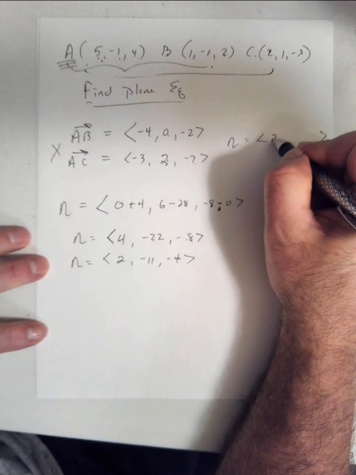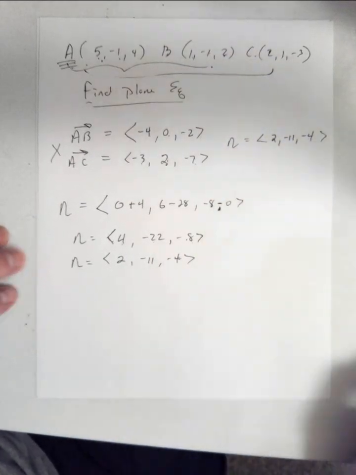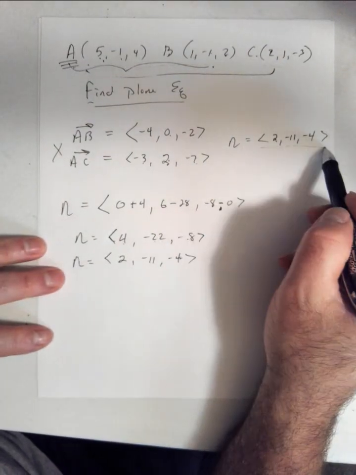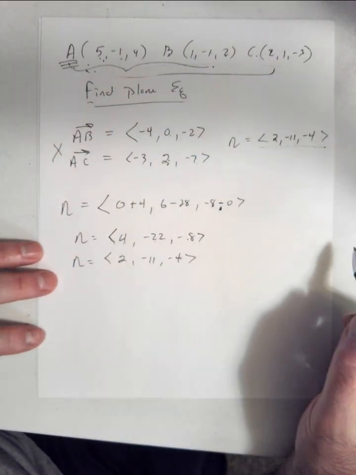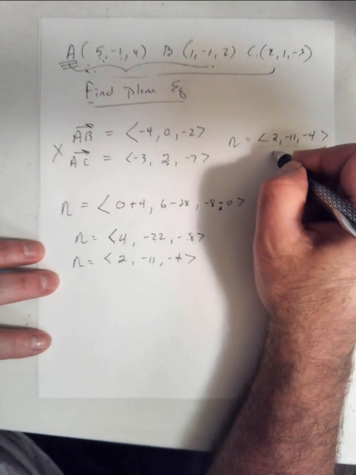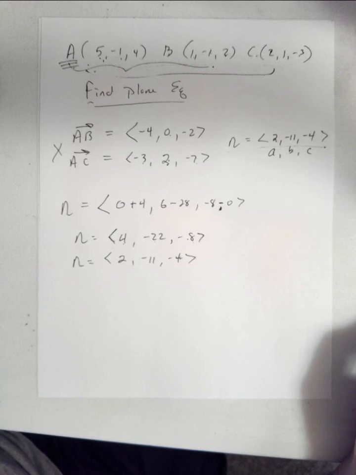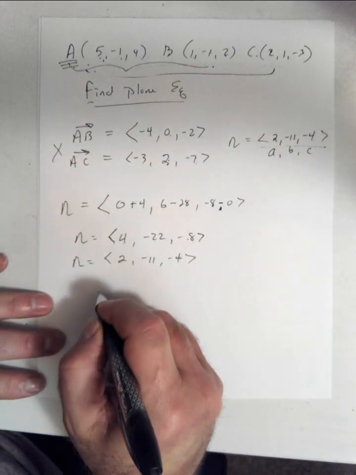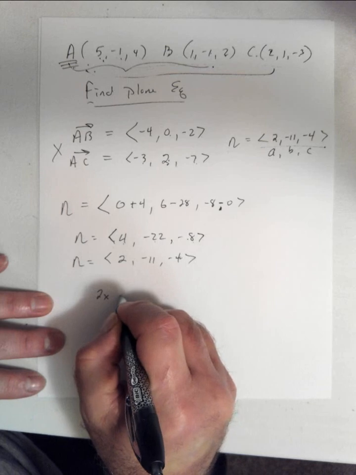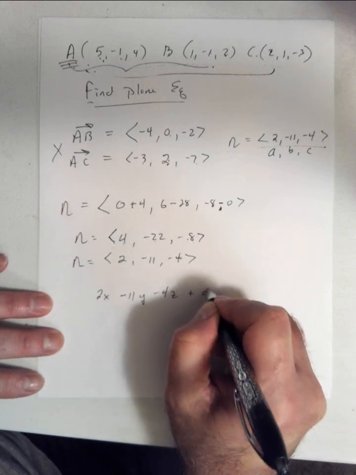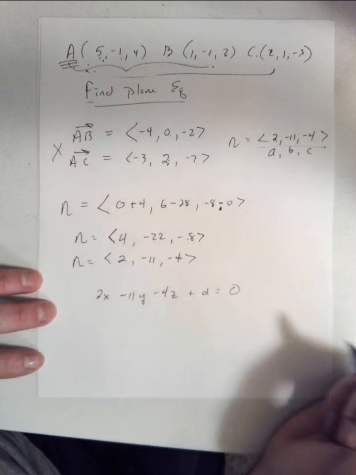Okay, so my normal vector, and I've got 3 points. Remember how we just did this, right? We had the normal vector and the 3 points. We can go right to our form of our plane equation. Remember, because this is A, B, and C. The question is, what point do we use here? And the answer is, it does not matter. So I've got 2x minus 11y minus 4z plus d is equal to 0.